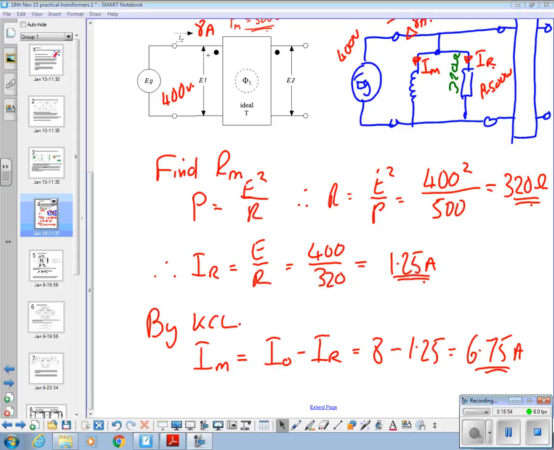a horizontal component, IR, and that component that's complex, IM, is a vertical component, isn't it? So although you know the magnitude of IO, you don't know the angle, you're going to have to find that from finding the other two. So we need a different method to find IM.